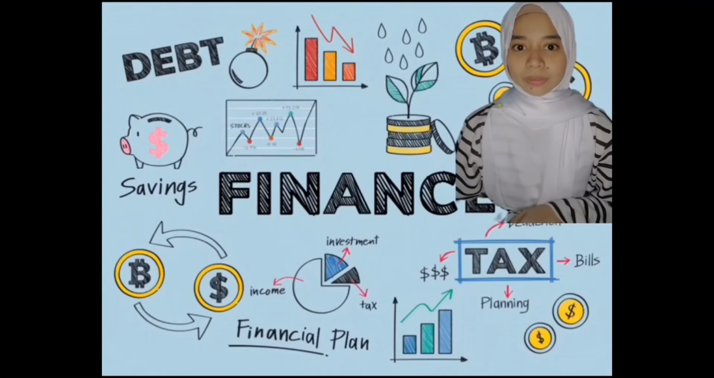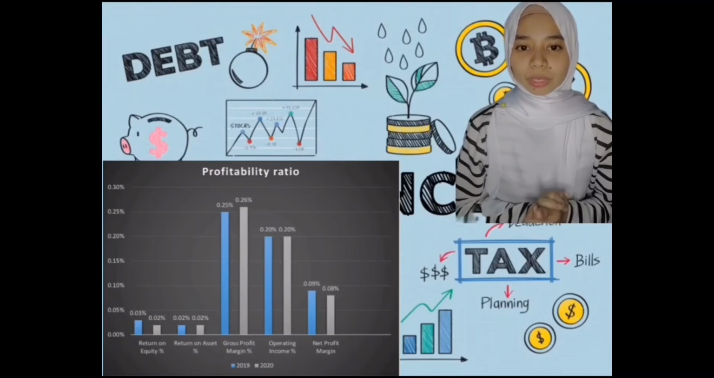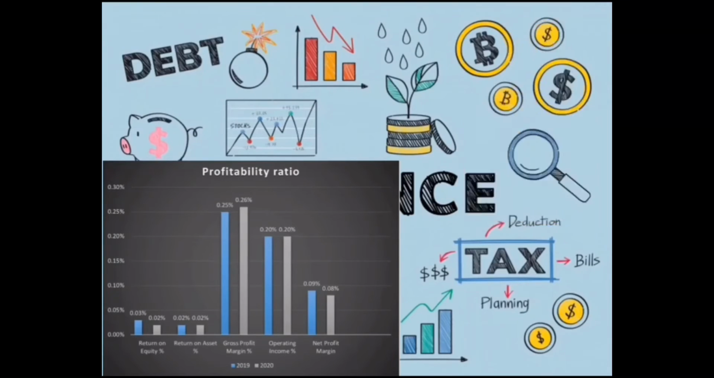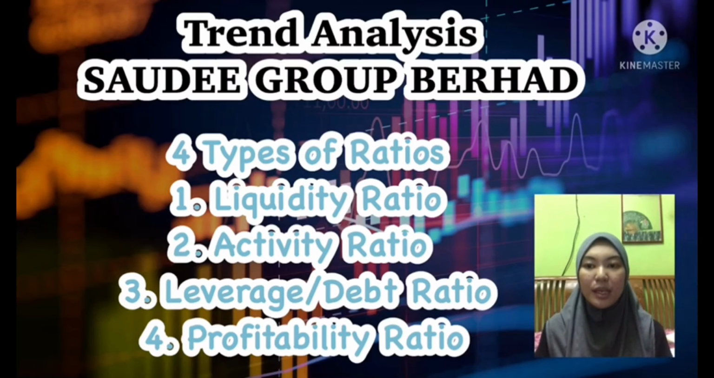And last but not least, the profitability ratio reflects whether a company's operating profit is sufficient relative to the amount of assets invested. I use 4 types of ratio. The first one is the liquidity ratio. The liquidity ratio in these 2 years determines a company's ability to cover short-term obligations.